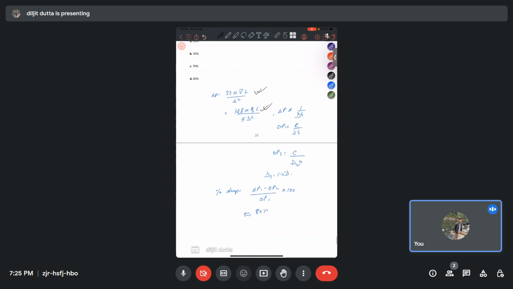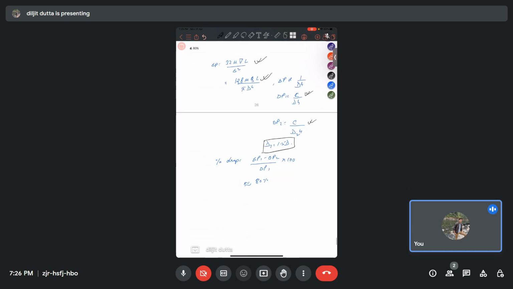So for diameter 1, delta P1 is C by d to the power 4, and for diameter 2, delta P2 is equal to C by d2 to the power 4. Now d2 is given as 1.5 d, it is increased by 0.5 d. So the pressure drop change will be delta P1 minus delta P2 by delta P1. If you substitute, you will get 80%.